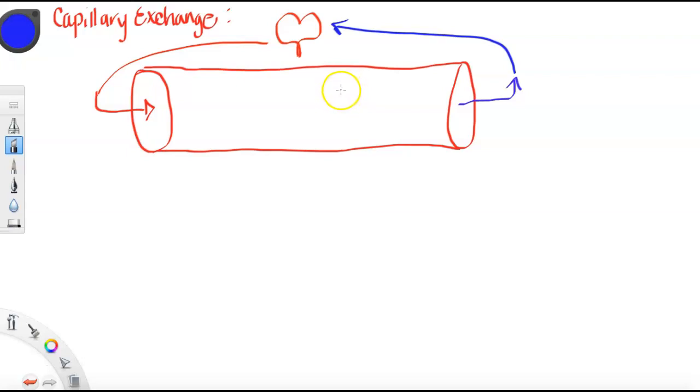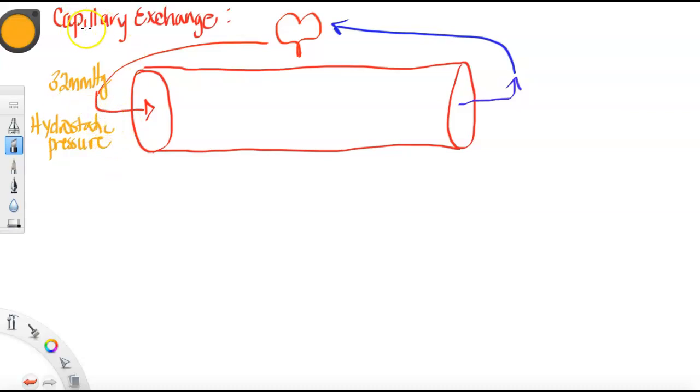So we know at the heart the pressure starts at 120 and then it dissipates as it goes through the systemic circulation. But when it gets to the capillary bed, it's about 32 millimeters of mercury. Okay, so that's as it enters the capillary bed. As it enters the capillary bed, it's called hydrostatic pressure.